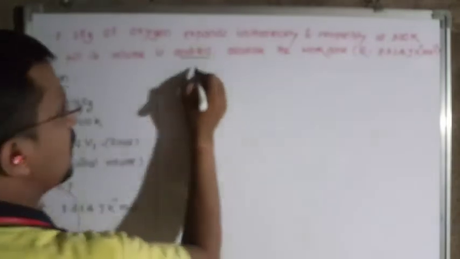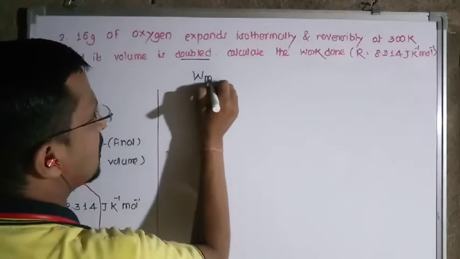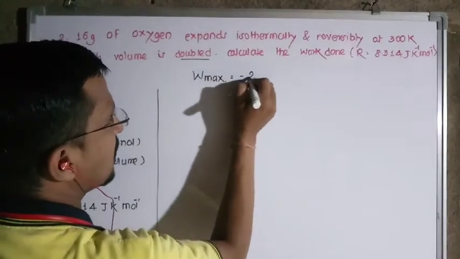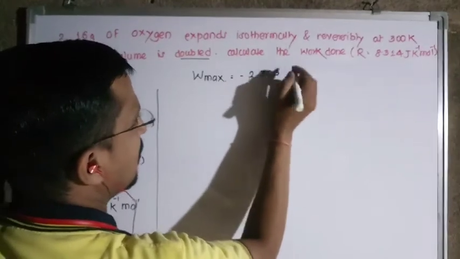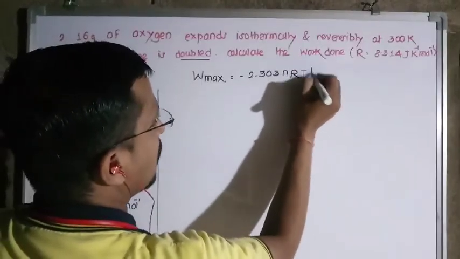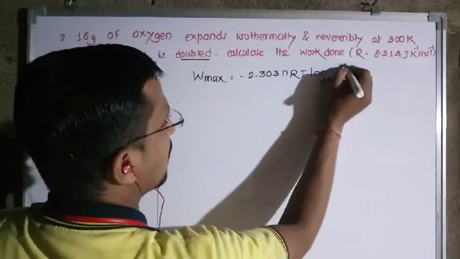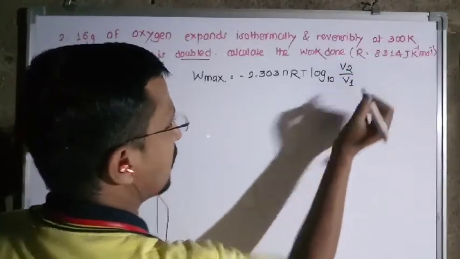Then calculate the work done, W, and R is given. It is 8.314 joule per Kelvin per mole. Just calculate W max. Before starting, if I write the equation, W max is equal to minus 2.303 nRT log to the base 10 of V2 by V1. This is the formula.